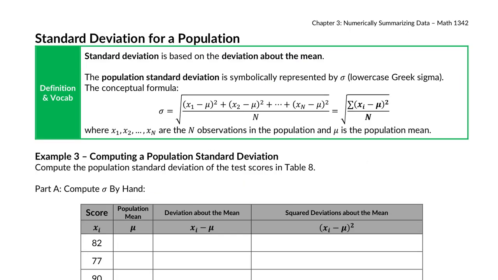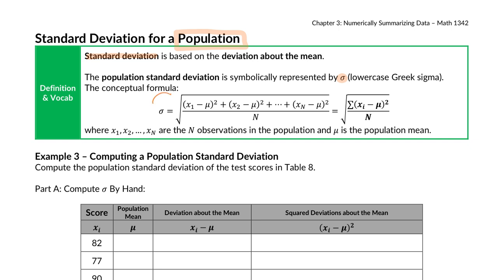The next type of dispersion measurement we're going to find is called standard deviation. Standard deviation specifically for a population. Now I need to point this out. This page is all about standard deviation for a population. But standard deviation itself is about the deviation about the mean. The formula that we're going to use for standard deviation is always set equal to this lowercase Greek sigma. That's the symbol for population standard deviation.